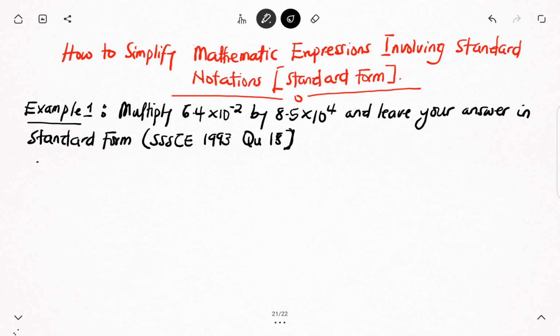Okay, so let's have a look at the solution to this problem. So we are to multiply 6.4 times 10 raised to the power minus 2 by 8.5 times 10 raised to the power positive 4. All right, so there are different ways to do this, but I'm going to use the easiest way. That is, I first of all need to rewrite the expressions that I have in standard form. I'll write them as whole numbers, and then I can multiply the whole numbers easily and then convert it back into standard form.